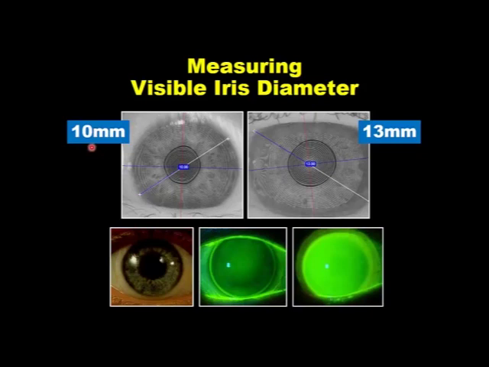Similarly for sclerals, how big a lens do we need on a 10 millimeter cornea? How small a lens can we get away with on a 13 millimeter cornea? So it's really important to measure visible iris. It'll help us to choose the right first lens more often.